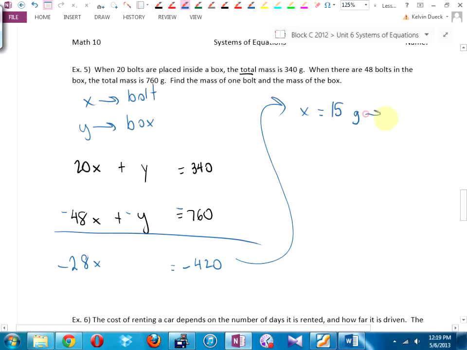And let's stick that into equation 1. It'll be 20 times 15 plus y equals 340, right? I think the answer is going to be 40. Amy's not sure, because I think it's 300. Let's write that. 300 plus y equals 340. Do we actually need to solve, or can we ask, 300 plus what equals 340? I think 40. Yes?